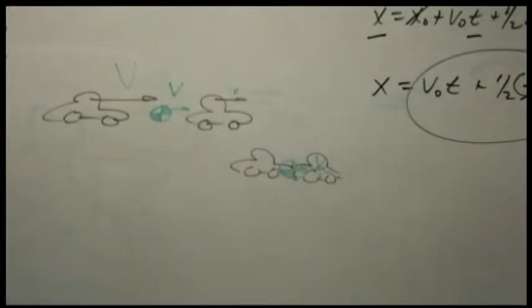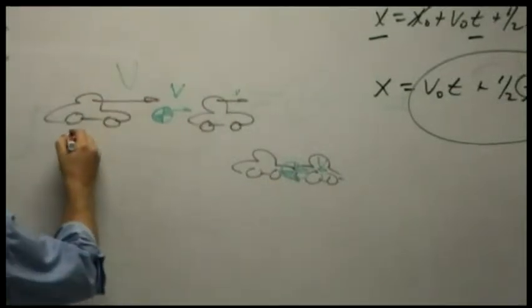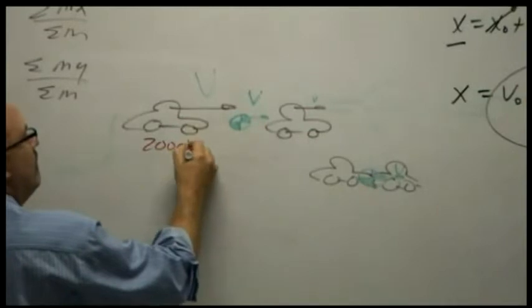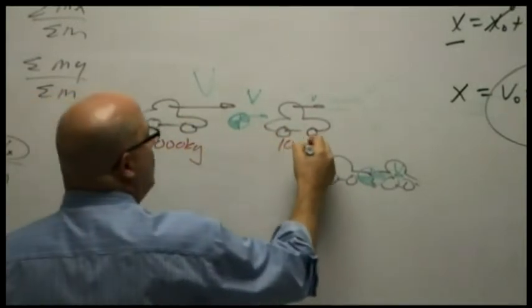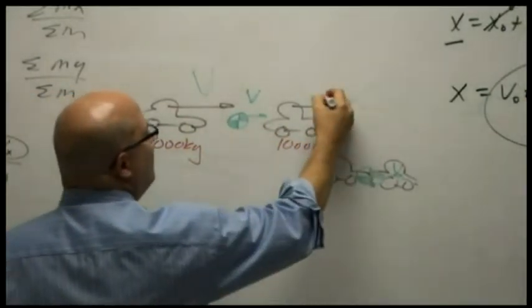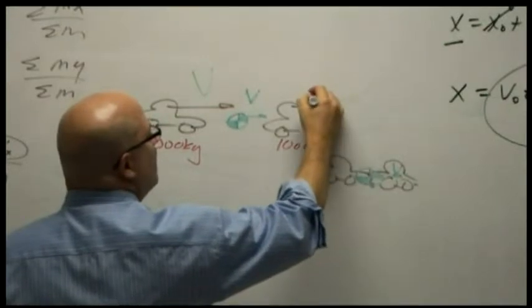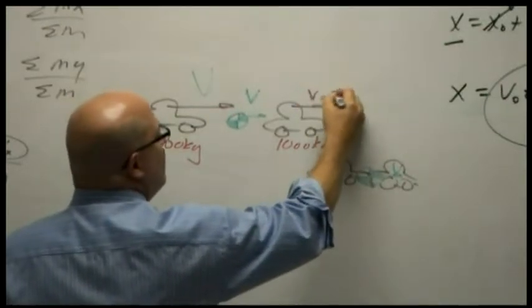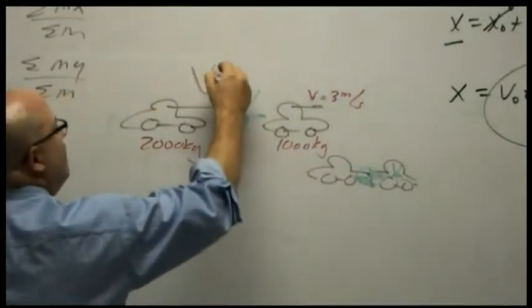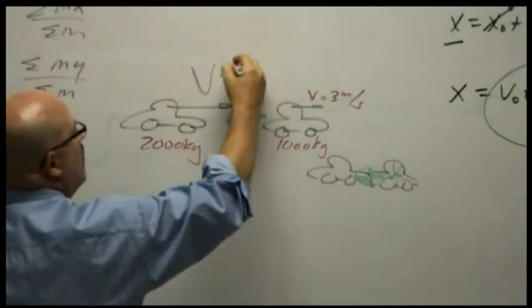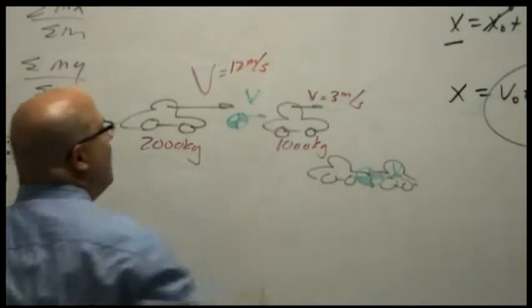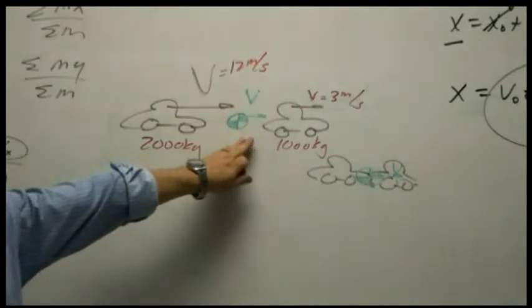So, kind of slick. Let's just do that, since we know conservation of momentum. Let's say the mass of this car is 2,000 kilograms. It's a big car. And we've got 1,000 kilograms. Say the velocity of this one is 3 meters per second, and the velocity here is 12 meters per second. All right, what's the velocity of the center of mass right here?